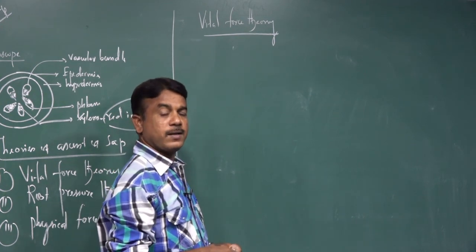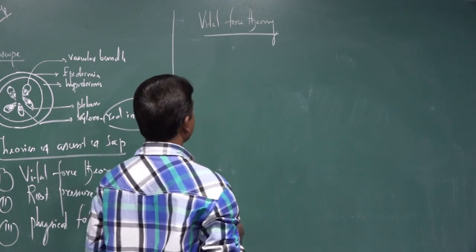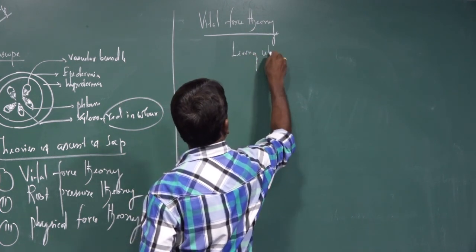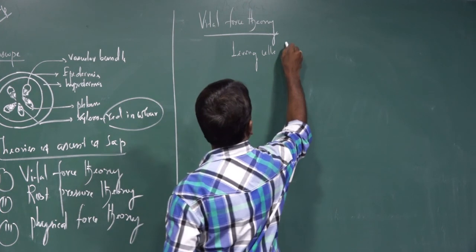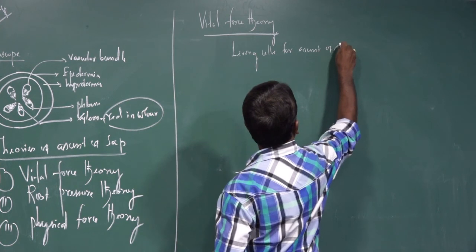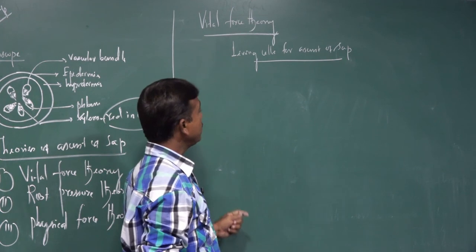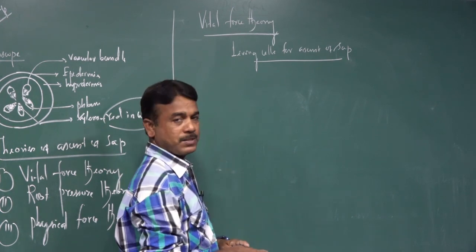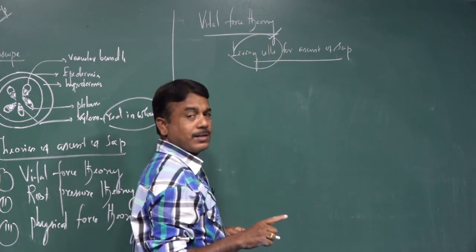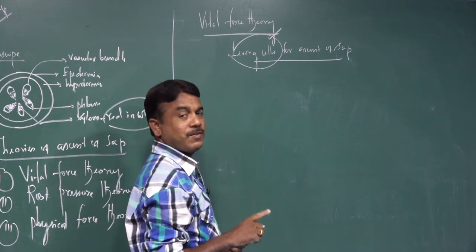The vital force theory, which is mandatory for the ascent of sap, is commonly called the living cell. So the living cell makes that process coherent. A dead cell cannot play such a vital role.